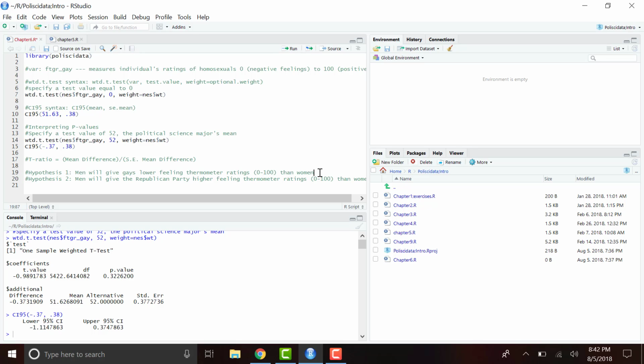which is again on a scale of 0 to 100 from cold to warm, than women. And hypothesis 2 is that men will give the Republican Party higher feeling thermometer ratings than women.